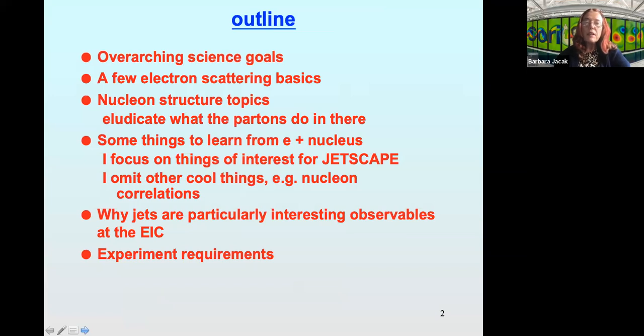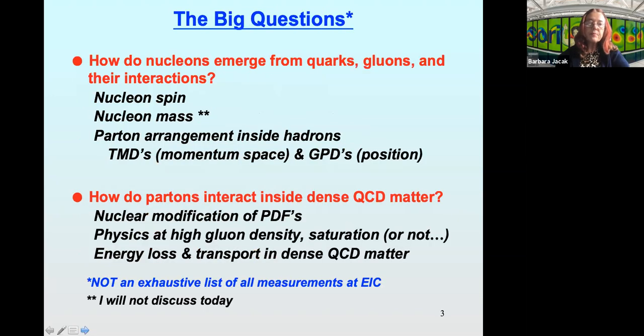So I'll start by presenting some overarching science goals. I'll tell you some basics about electron scattering for those who don't think about that all the time. I'll cover a few topics in nucleon structure, the goal being to elucidate what the partons are doing in there and how they are doing it. And then some things to learn from e-nucleus collisions. And I do want to spend a little bit of time on why jets are particularly interesting observables at the EIC, because I think that's a superb opportunity for people in JETSCAPE.